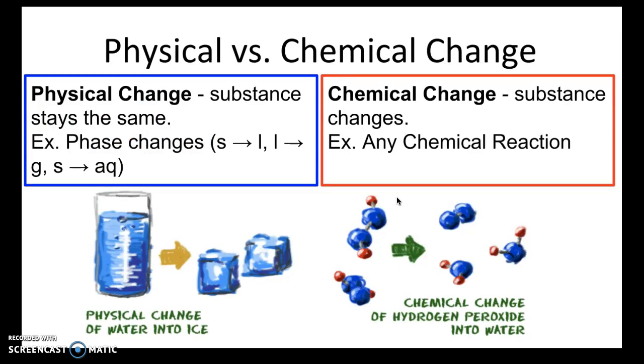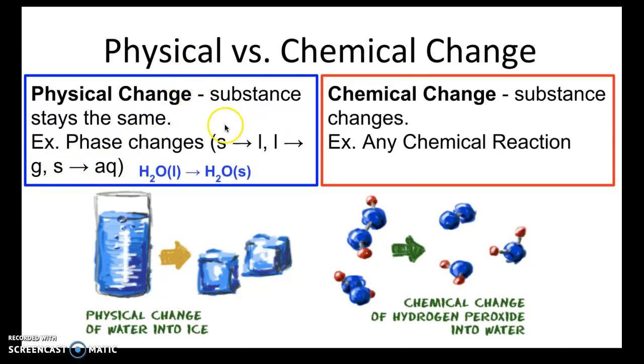A physical change is one where the substance stays the same, and common examples of that would be phase changes, like melting a solid. So a solid going to a liquid would be melting, and a liquid going to a gas, which would be boiling. Those are all phase changes. Or dissolving a solid in water, forming an aqueous solution.